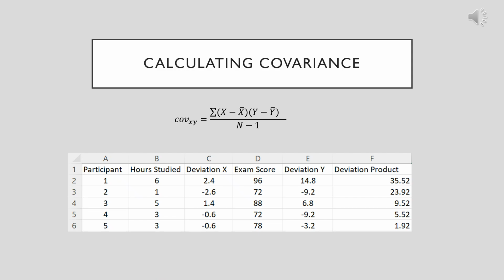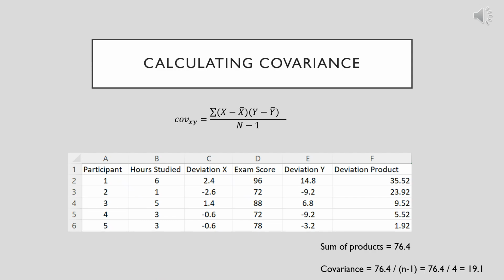So you're multiplying the deviation from their hours of study times their deviation from the exam grade. And then you can see in the covariance equation, what do we need to do after that? Well, in that numerator of the covariance equation, we have to add all of the products of the deviation scores for each participant. So you add all those deviation products up and you get a total of 76.4. That's the sum of products.